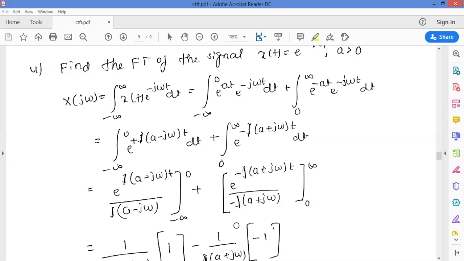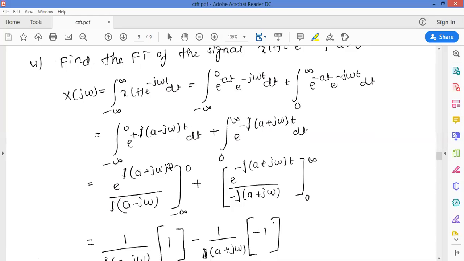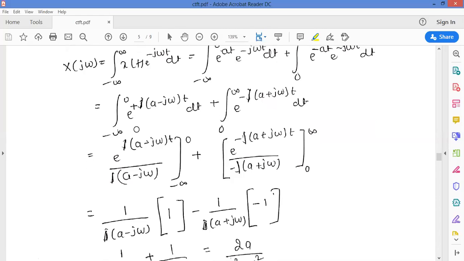When I put 0, e power 0 will become 1. When I put minus infinity in this one, e power minus infinity will become 0. Therefore, totally the numerator will become 1 only. The denominator is a minus j omega. Similarly, I have taken the minus sign this side. I have minus 1 by a plus j omega.